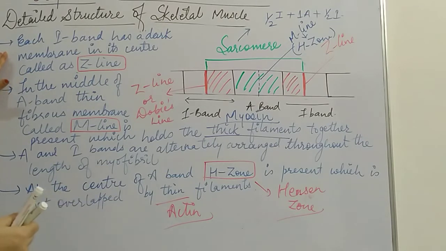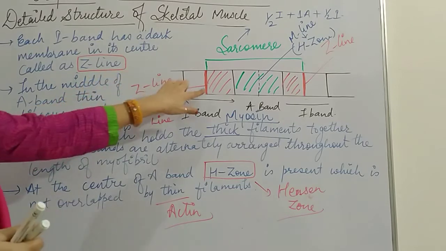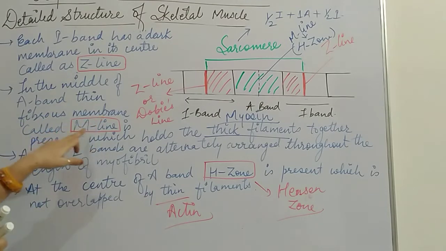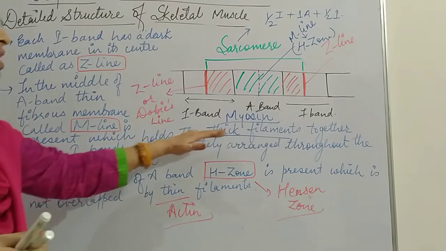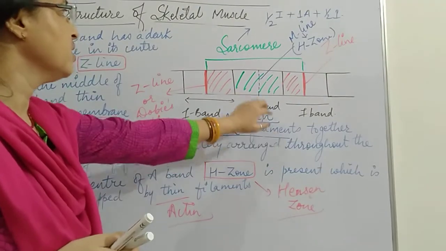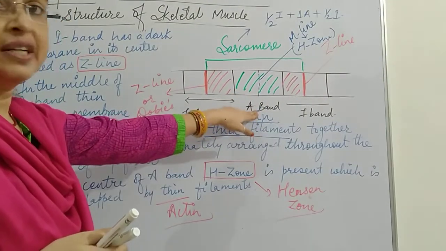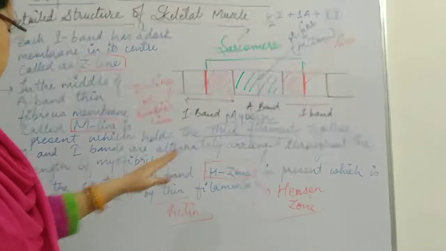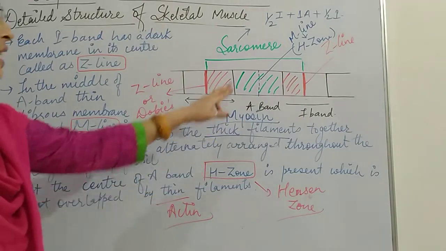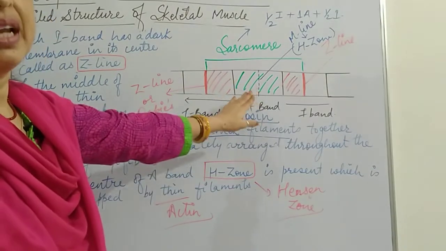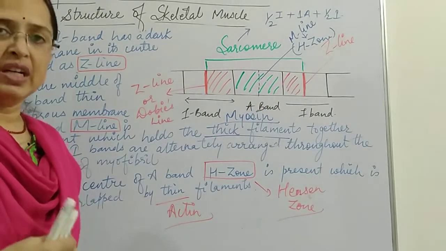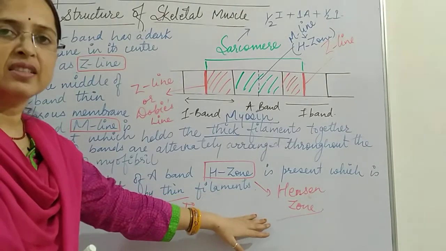So this is the further explanation of the structure of the sarcomere. Once again, we will have a look. Each I band has a dark membrane in its center, which is called the Z line. In the middle of the A band, a thin fibrous membrane called the M line is present, which holds the thick filaments or myosin filaments together. Then A and I bands are alternately arranged. At the center of the A band, in the middle of this M line, there is the H zone where actin filaments do not overlap, and the H zone is called the Hansen zone.